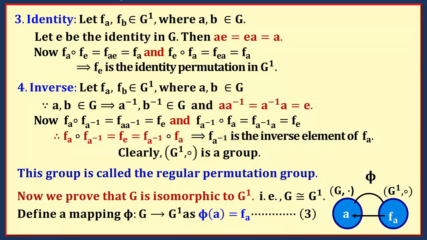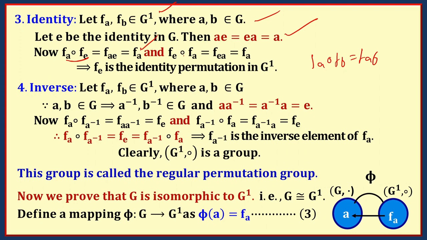Third one, identity. Take two permutations Fa, Fb belongs to G dash, where A, B belongs to G. Let E be the identity element in G, then we have A is equal to EA is equal to A, identity property. Now Fa circle Fe is equal to Fa circle Fe, using 2, Fa circle Fb is equal to Fab. So FAE, A·E is equal to A, this is Fa.